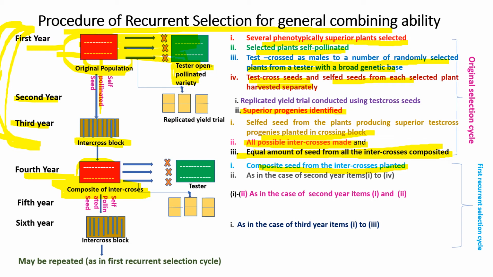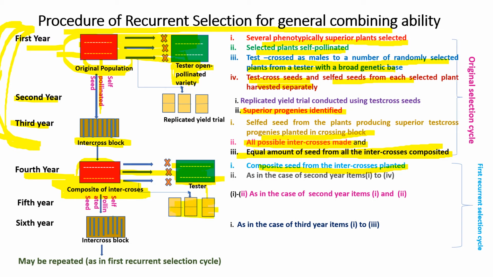In fourth year we cross with tester plant. Tester is open pollinated variety, and again in fifth year we repeat the process. Replicated yield trial is conducted using test cross seed, and superior progeny are selected.